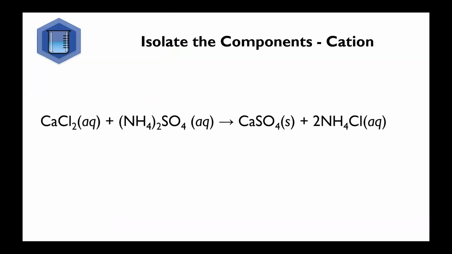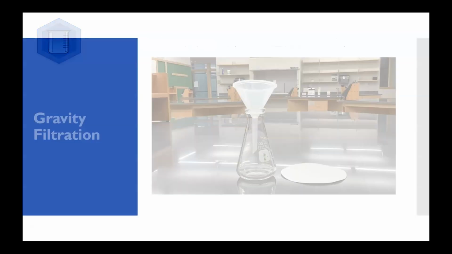Gravity filtration. In order to isolate the calcium cation from limestone, you need to filter any undissolved solids from the anion portion of the experiment. In our case, we're taking calcium chloride that is soluble in solution and reacting it with ammonium sulfate to form a solid. We adjust the pH a bit to make the solution basic, and the calcium sulfate will form a solid and precipitate out of solution.